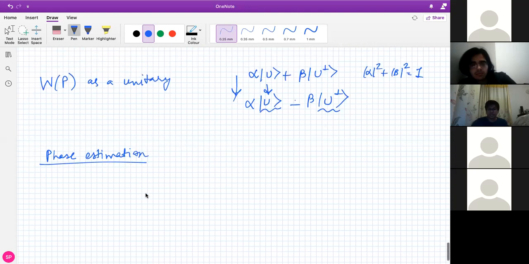This is a digression, but it's a very interesting digression because you can know a lot about which vector you are applying by this phase estimation. Now let's see what is phase estimation.